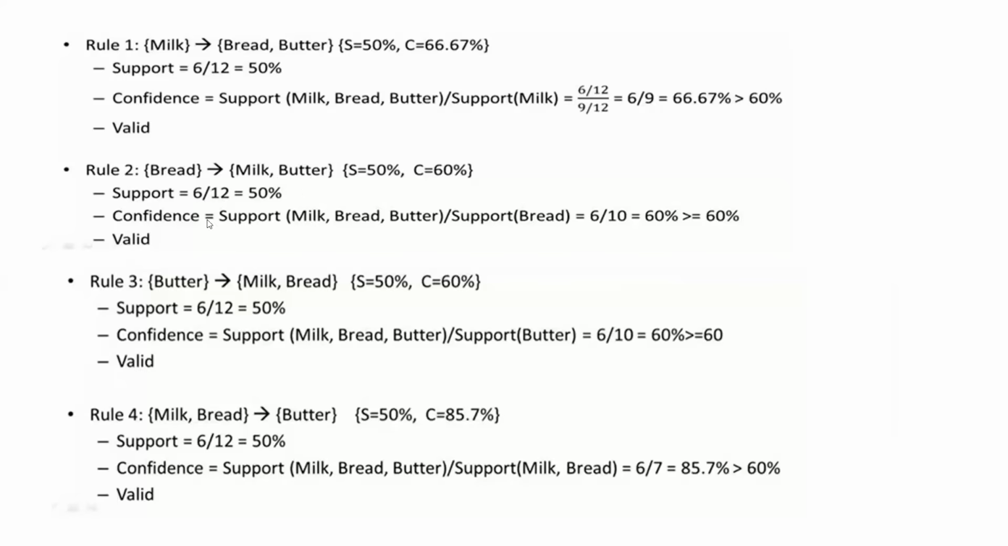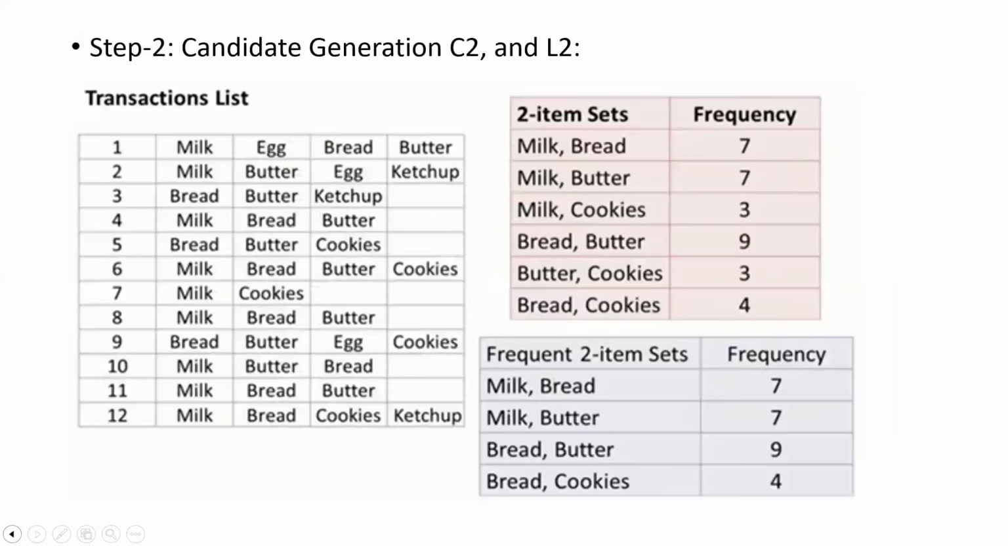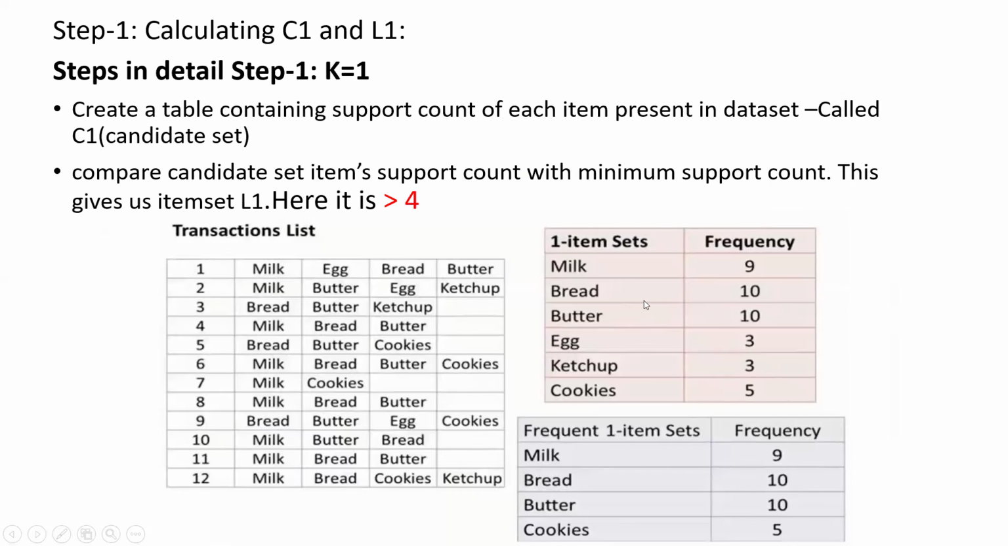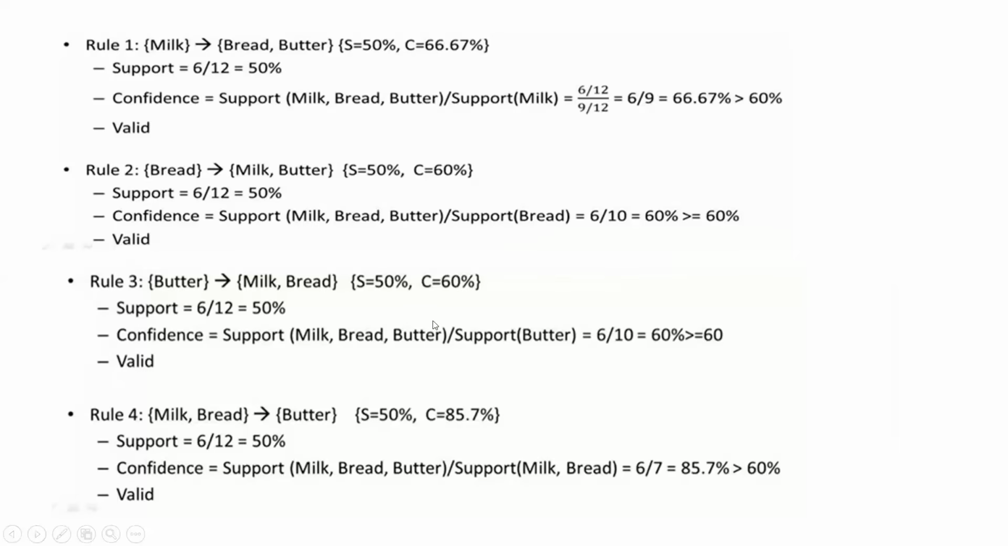Then confidence equals support of I, I means milk, bread, butter, divided by support of S. What is the S here now? Bread. So support of milk, bread, butter is 6 only, fixed. Now support of bread, where will we go? We will go to the first table, and support of bread is how much? 10. So that 10 we are writing here. We are writing this step, that is 60%.